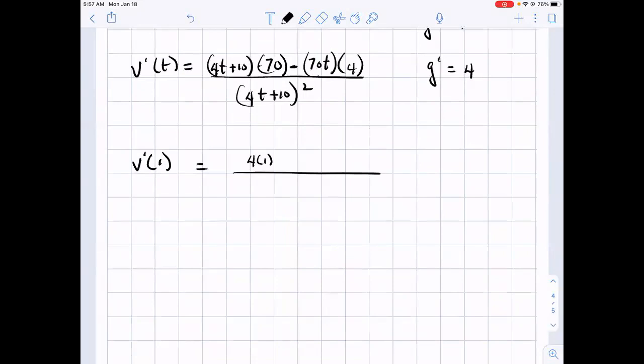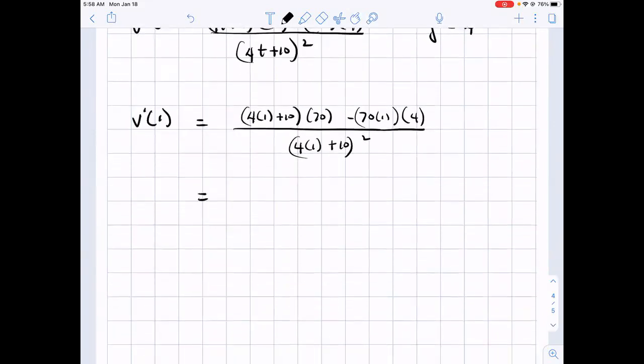So this will be 4 times 1 plus 10 times 70 minus 70 times 1 times 4, all of that over 4 times 1 plus 10 squared. So this becomes 4 plus 10 times 70 minus 70 times 1 is 70 times 4 over 4 plus 10 quantity squared.